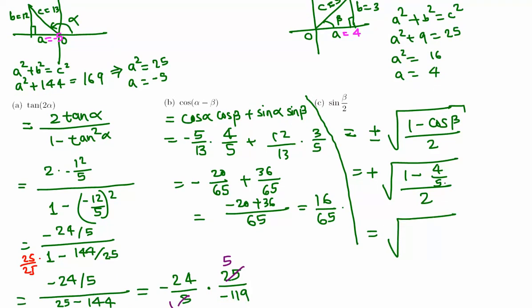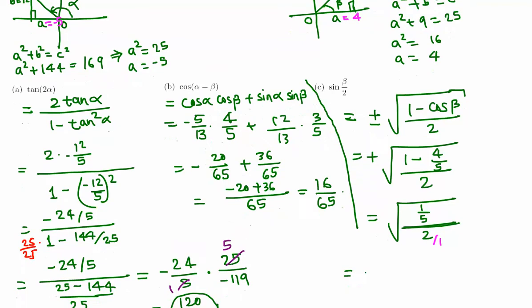1 minus 4 over 5. 1 is same as 5 over 5, 5 fifths. Okay, 5 over 5 minus 4 over 5, this is 1 over 5, or 1 minus 4 fifths is 1 fifth, all over 2. Okay, this is the original division. Now this is a complex fraction. We keep, change, flip. This 2 is same as 2 over 1 because this is the original division.